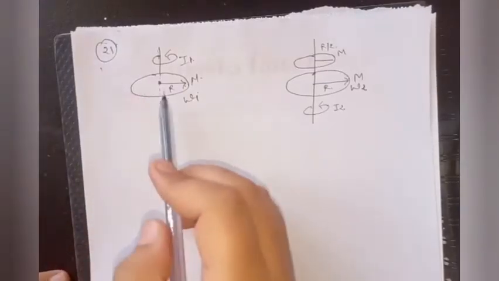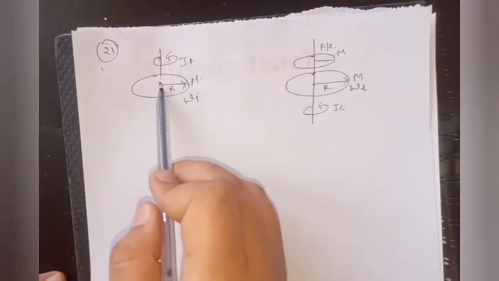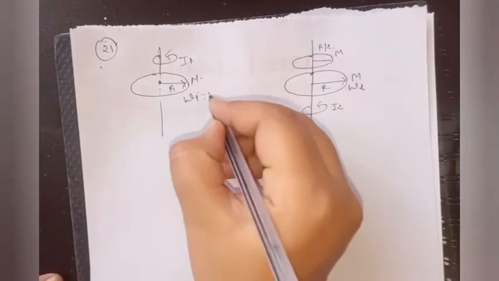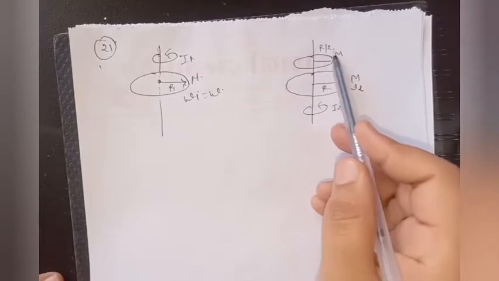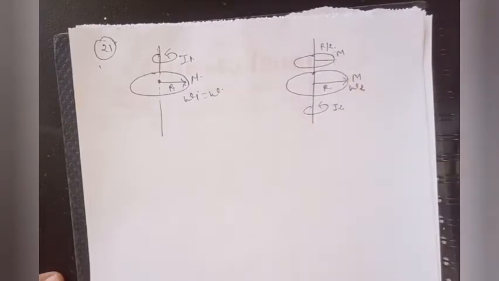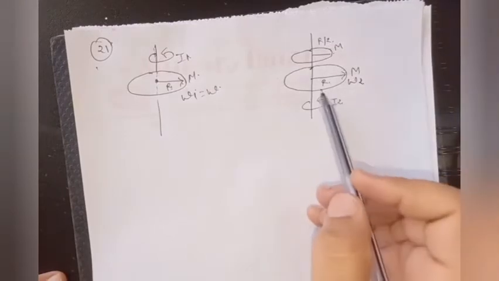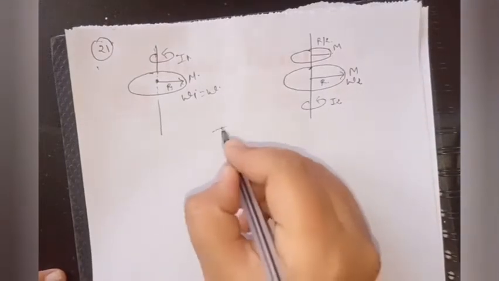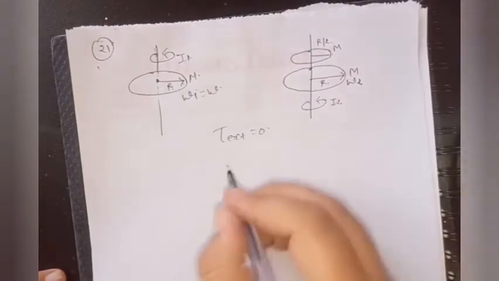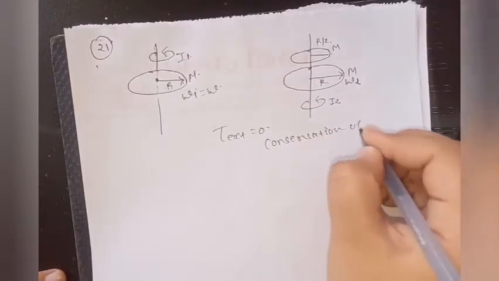Question number 21. Initially a disk of mass m and radius r was rotating about its axis with angular velocity omega 1, that is equal to omega. Now another disk of same mass but half radius is placed on it. We want to find the combined angular velocity of this system. Here external torque is 0, so again we will use the concept of conservation of angular momentum.